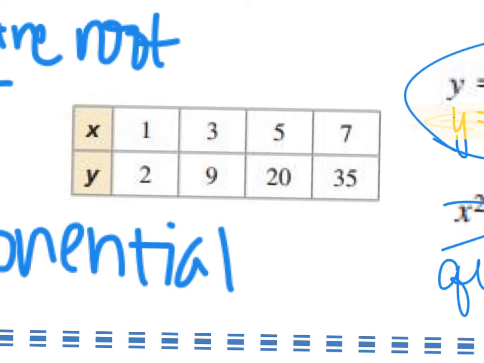What that means is it's increasing or decreasing at a constant rate. So we need to figure out how much this table is increasing. So we're going to look at our x's. Well, every time, to get from 1 to 3, my x increased by 2. From 3 to 5, my x increased by 2. From 5 to 7, my x increased by 2.